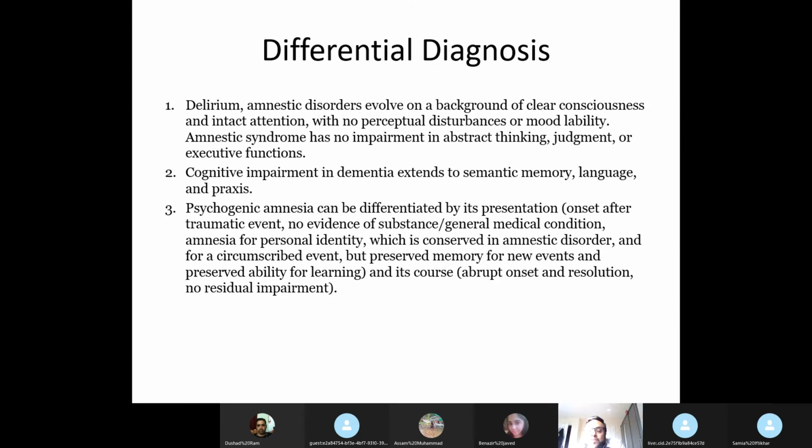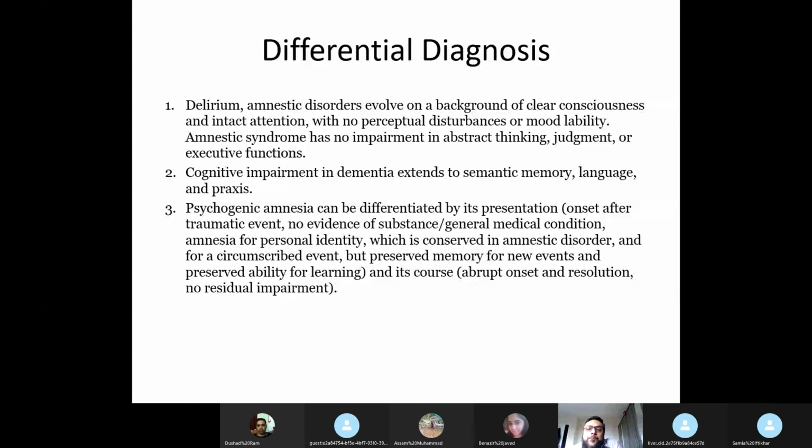That means the person cannot remember anything, but a person with dissociative amnesia will only not remember things related to that event, and the rest they will remember. You can say it's dissociative amnesia, with abrupt onset and usually abrupt resolution as well, with no residual impairment. As you see in dramas and films, one of the characters loses their memory and it suddenly comes back. That is psychogenic or dissociative amnesia.